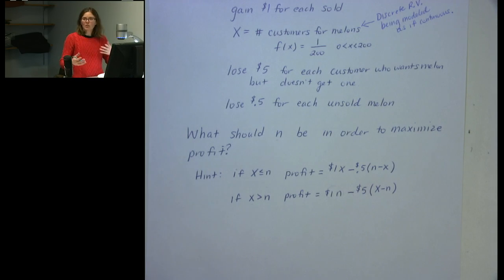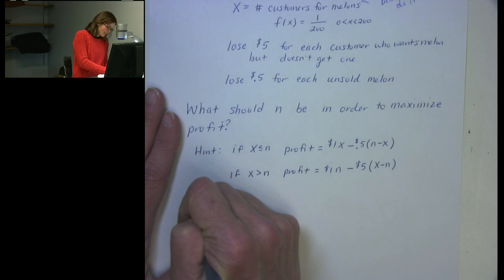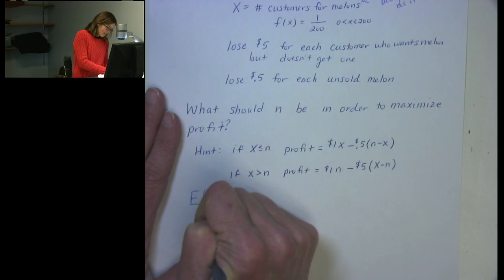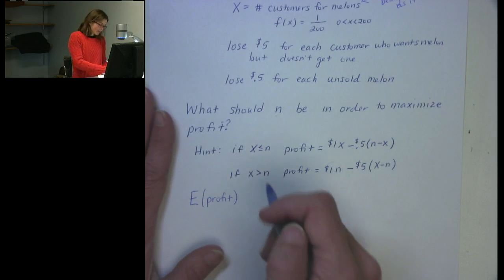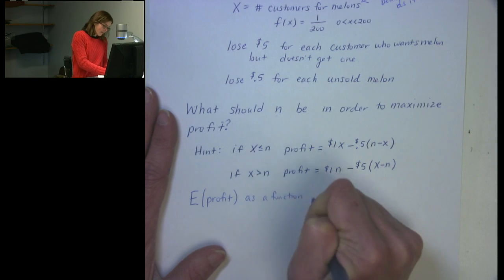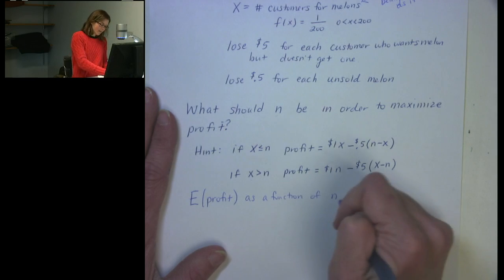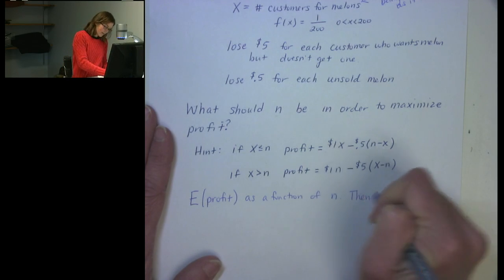So the profit is going to be different depending on if the demand is greater or less than the number of watermelons. So the idea with this problem is to figure out what the expected profit is. And then we're going to find the expected profit as a function of N. And then we're going to use calculus to figure out the value of N that's going to maximize that function.